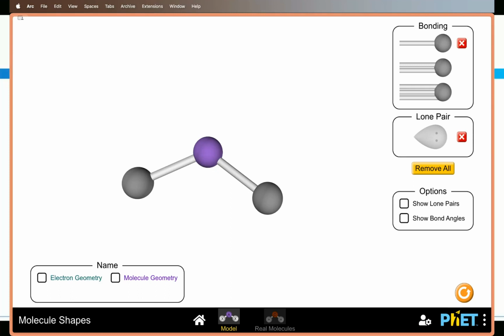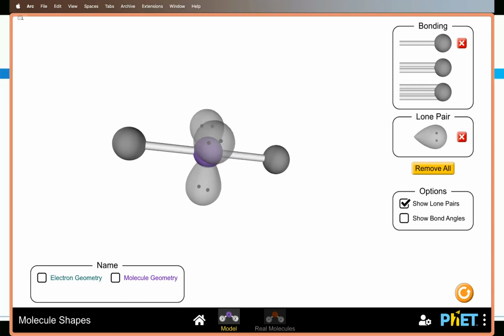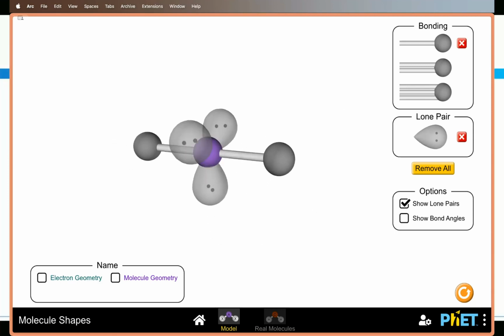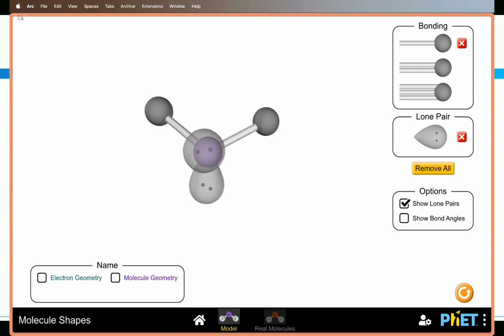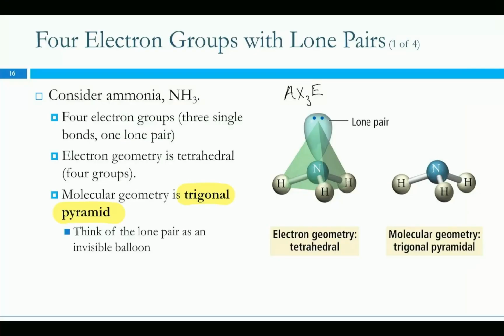So the bent shape is always going to be when we get 3 atoms: AX2E1 would be bent, E2 would be bent, E3 would be bent. I can keep adding lone pairs, but the geometry essentially between those is the same. Oh, I take that back, I forgot about this one. We'll see why. Anyways, AX3E is the trigonal pyramidal, just looking at the atoms.